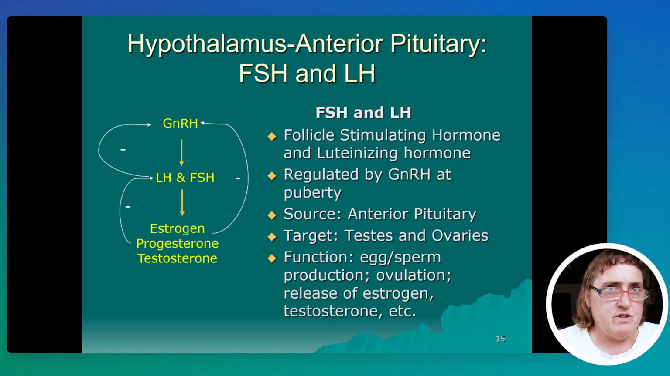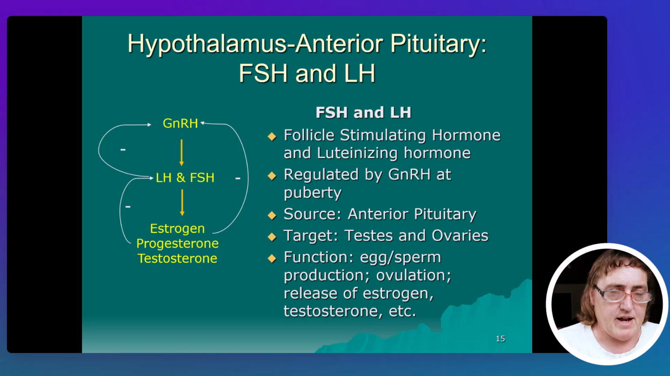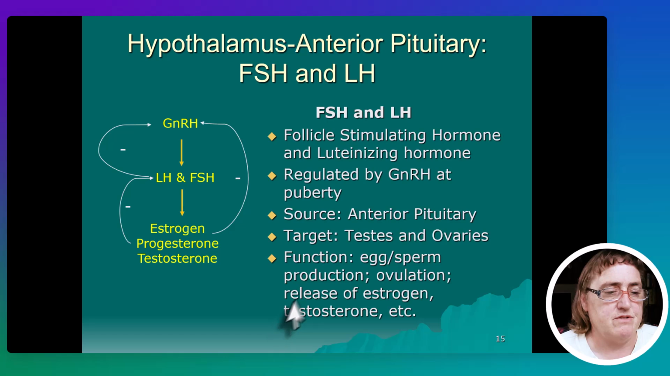So right now you should remember that these come out at puberty, and LH and FSH from the anterior pituitary is what's telling those glands, the ovaries or the testes, depending on which one you have, to release estrogen, progesterone, and testosterone.